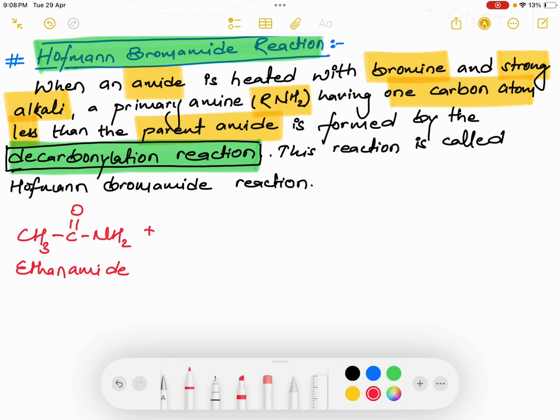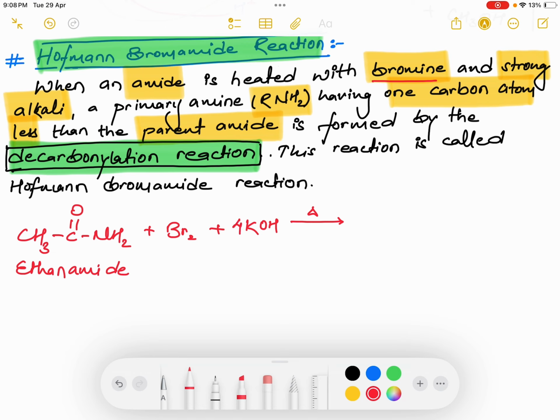When an ethanamide is treated with, what do you need to treat it with? So you need to treat it with bromine. Okay. And in the presence of a strong alkali. So what do you need? You need a strong alkali like KOH. And you need to heat it. Okay.